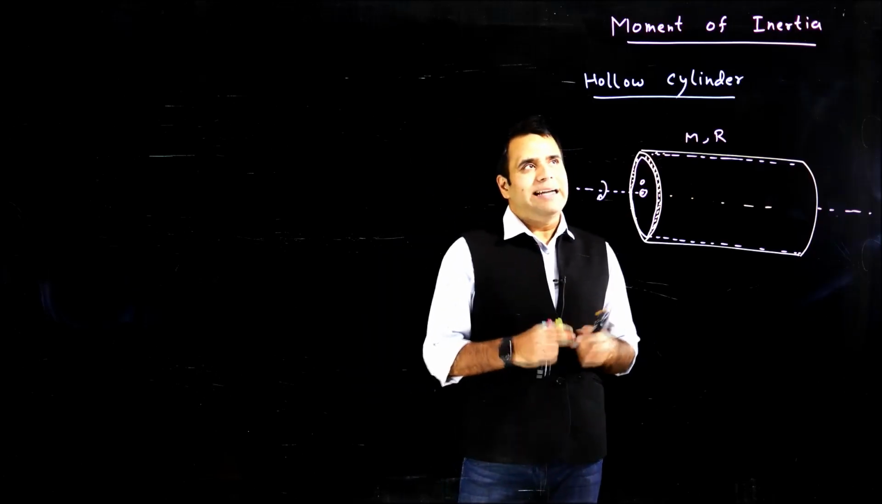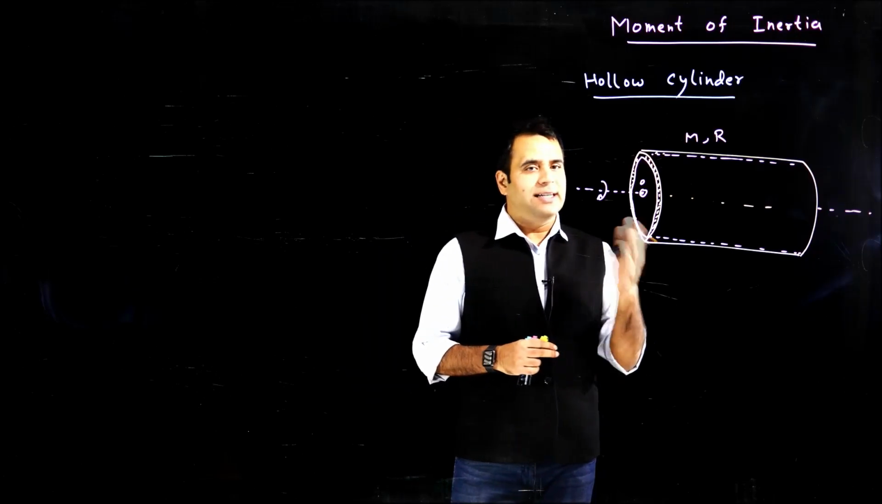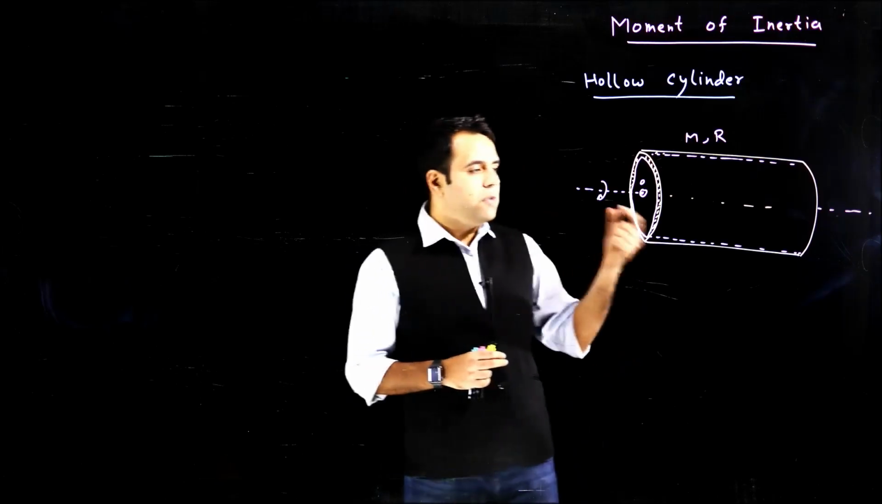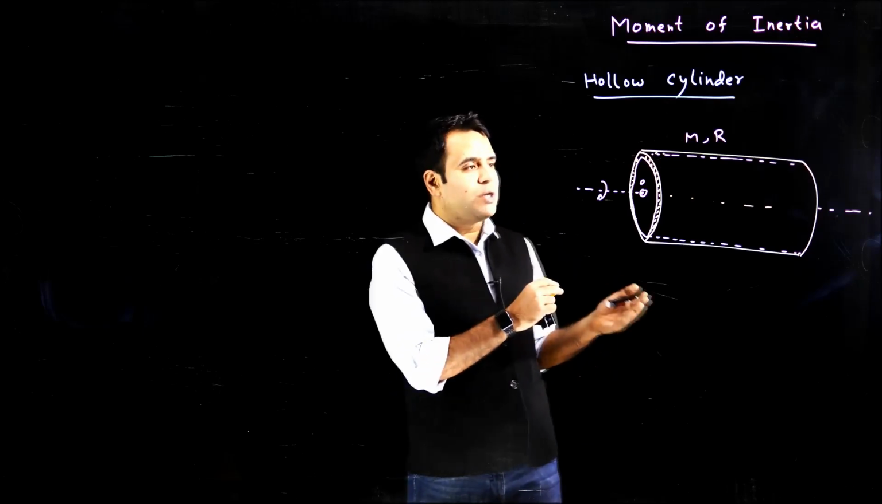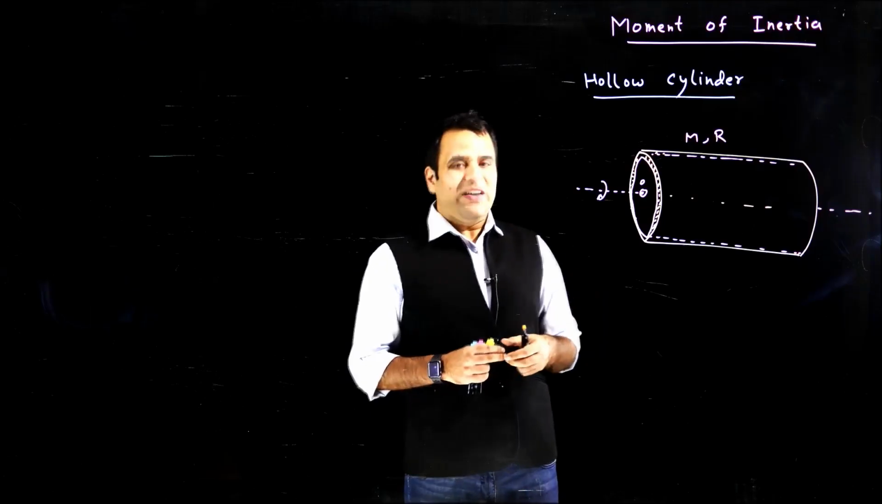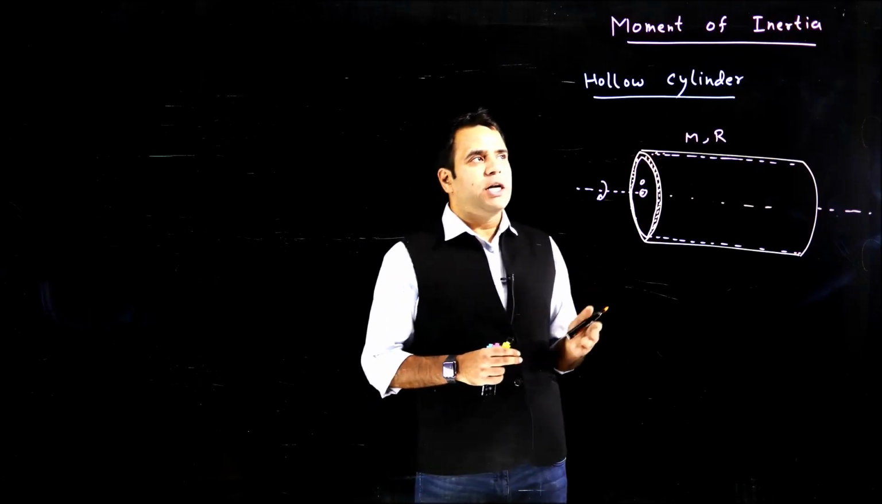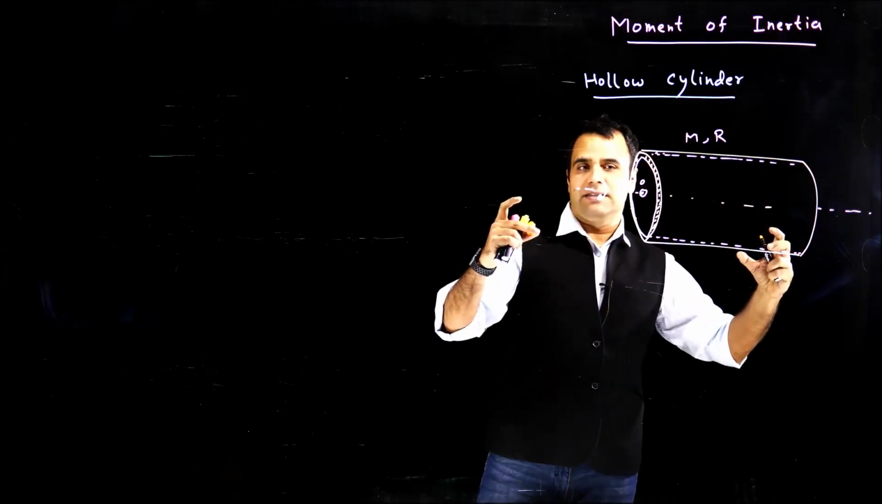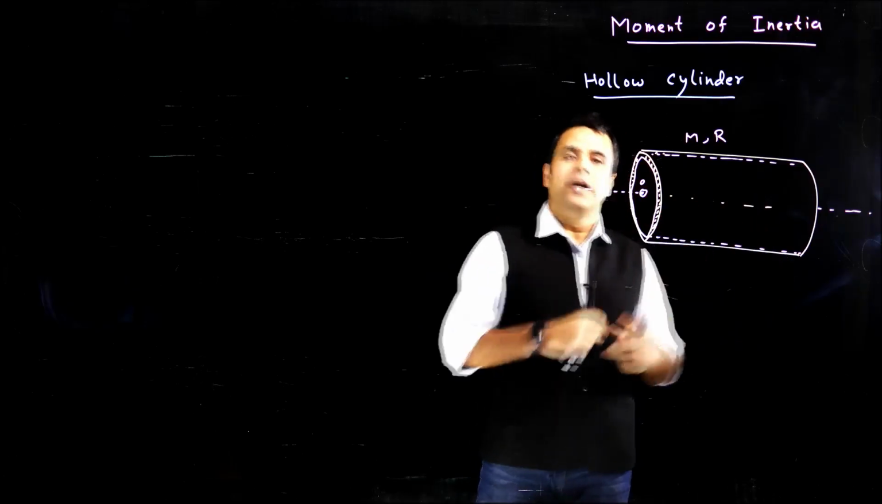To calculate the moment of inertia, we have to first cut this hollow cylinder into elements. Elements are the objects by which you can recreate this hollow cylinder. In this case, we will cut this hollow cylinder into rings. If you cut this hollow cylinder, you will be getting multiple rings, and if you join all those rings, you will have the hollow cylinder.